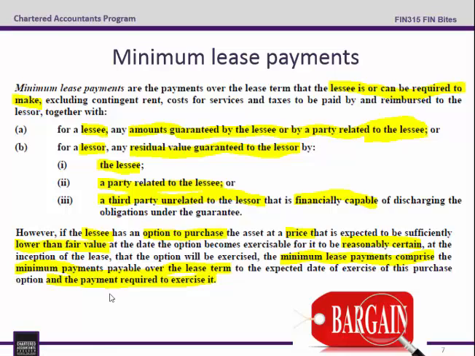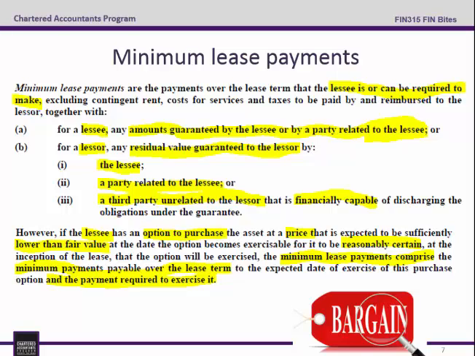Now, lots of words. Probably the easiest way of thinking of this paragraph is they're saying, if at the beginning of the lease term there's this amount that you can choose to pay, but it's going to be relatively small compared with the fair value of the asset at the time when you exercise it, then you're going to include that in your minimum lease payments, because effectively it's what we used to call a bargain purchase option.